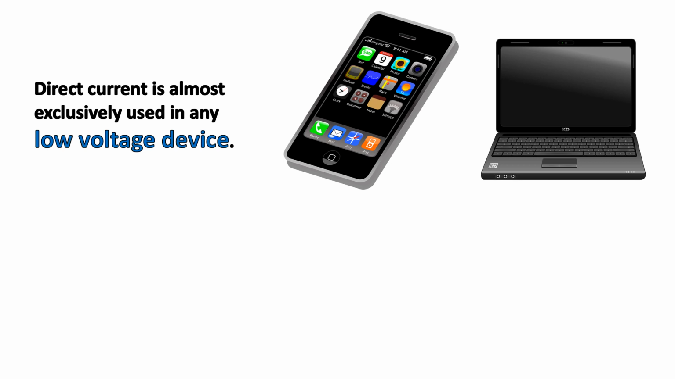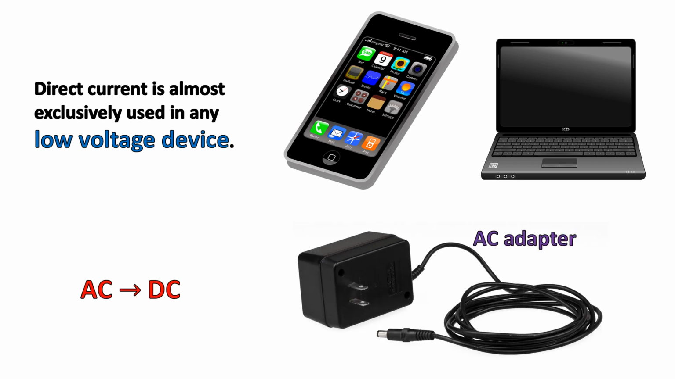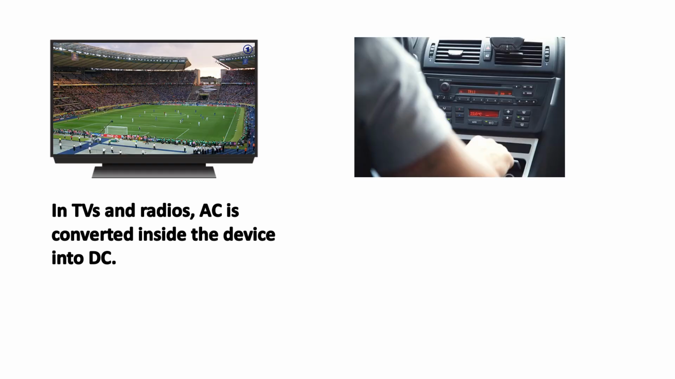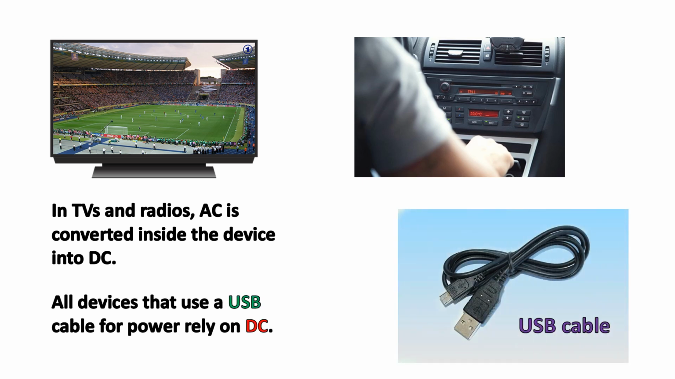Direct current is almost exclusively used in any low voltage device. Cell phones and laptops, for example, rely on direct current. They are plugged into the wall with an AC adapter, which is a device that converts alternating current to direct current. Also, in TVs and radios, AC is converted inside the device into DC. That means an AC adapter is placed inside these devices and converts the AC voltage into DC voltage. All devices that use a USB cable for power rely on DC.